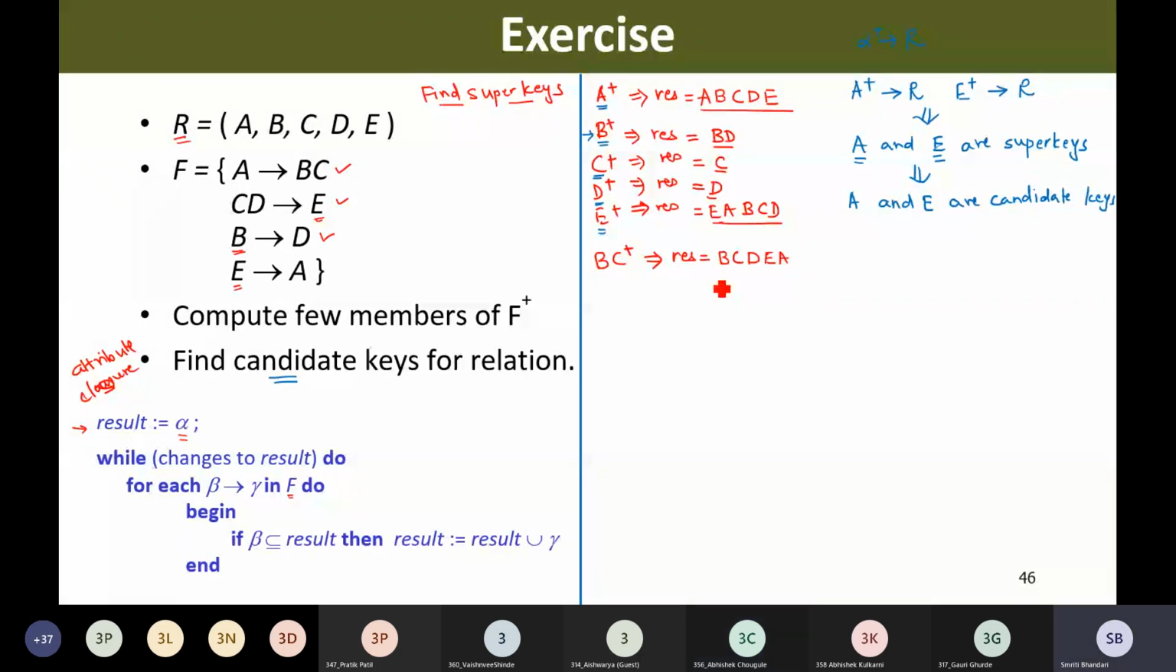Is this correct? BC plus is B, C, D, E, A. So all the attributes. Right? Now, let us try to find out BD plus.